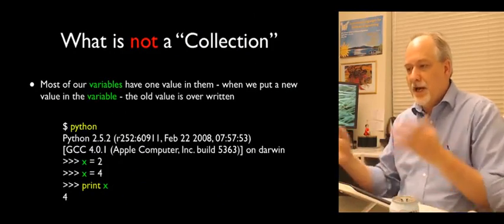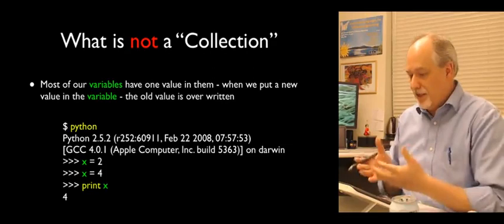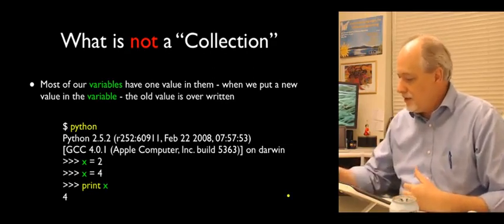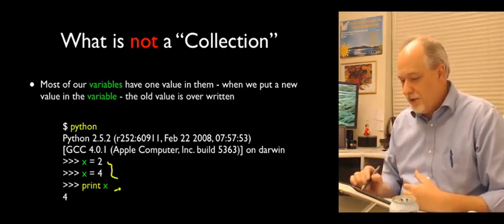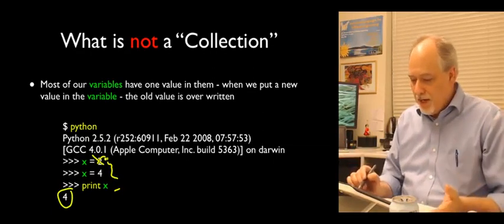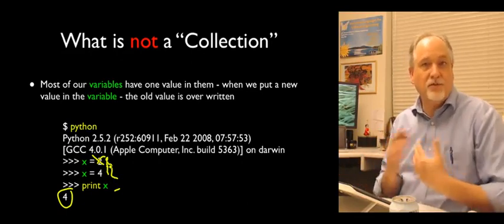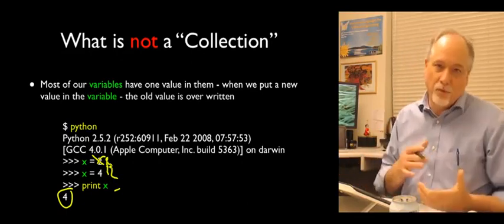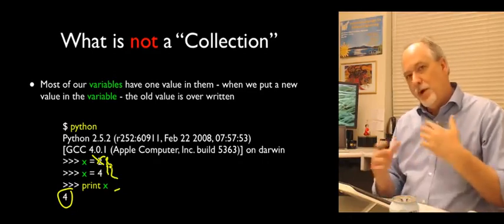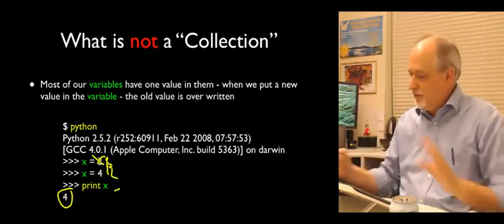So what's not a collection? Well, simple variables are not collections. Just like this example, I say x equals 2, x equals 4, and print x, and the 4 is in there and the 2 is somehow gone. It was there for a moment and then it's gone. So that's a normal variable. They're not collections. You can't put more than one thing in it. But when you put more than one thing in it, then you have to have a way to find the things that are in there. We'll get to that.